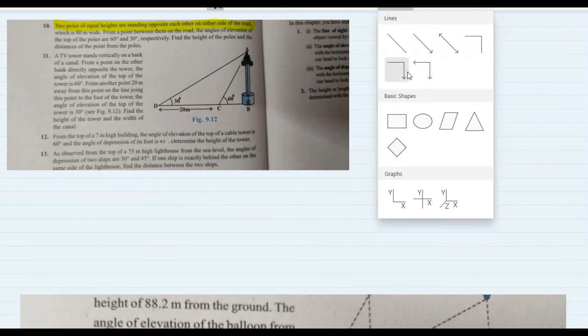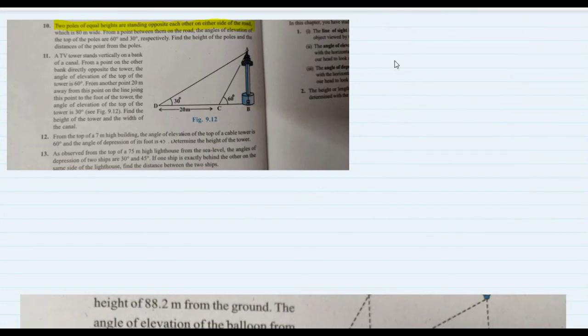So for that, we'll understand the question, draw the diagram, and then we'll think about that, what has to be found or how we have to apply the formula. Two poles of equal heights are standing opposite to each other on either side of the road. Now this first statement, it gives us a clear idea about what is the situation. Okay, so I'm going to draw two poles on either side of the road.